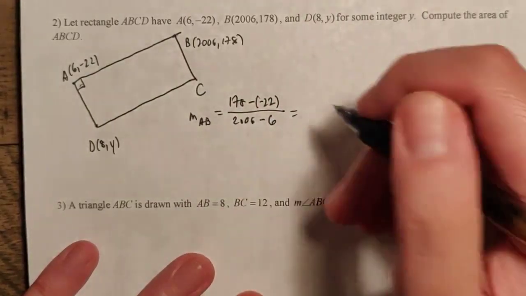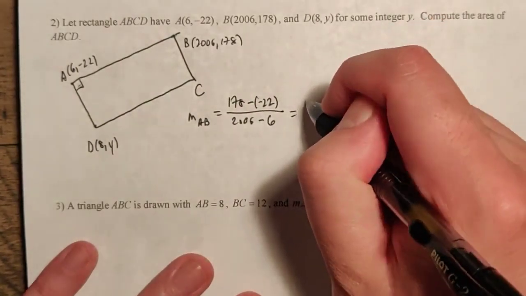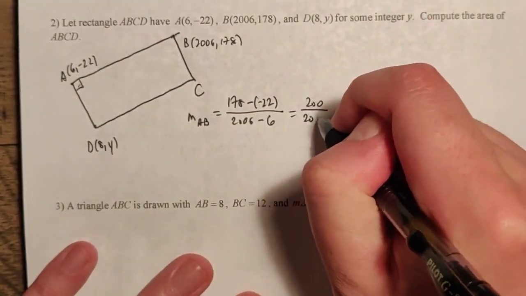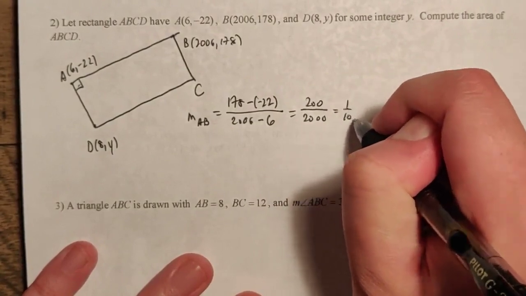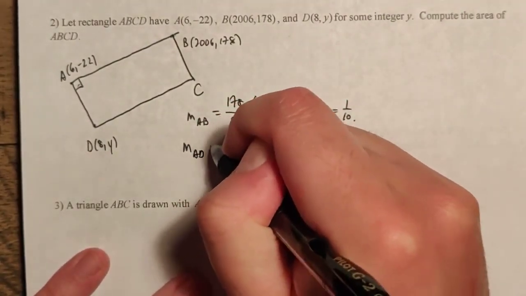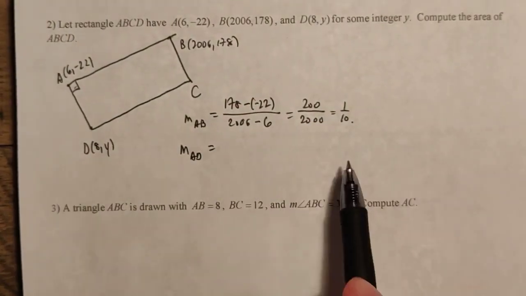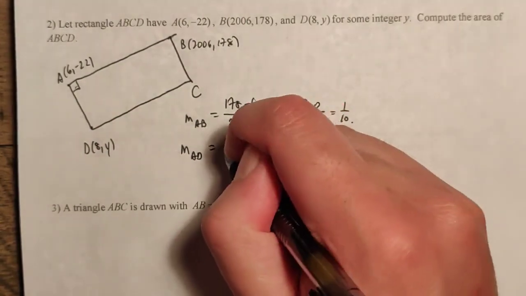Now this actually works out really well. 178 minus a -22 is actually 178 plus 22, which is 200 over 2000. That actually gives us a 1 in 10. So our slope is 1/10 here. Now we know the slope of AD. Well, let's see. Because this is perpendicular to AB, we know that the slope has to be the negative reciprocal of 1/10, which in this case is -10.